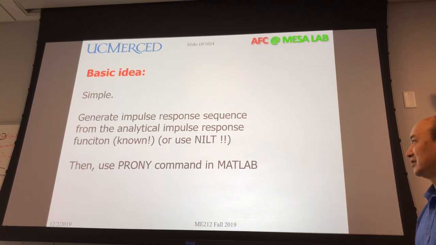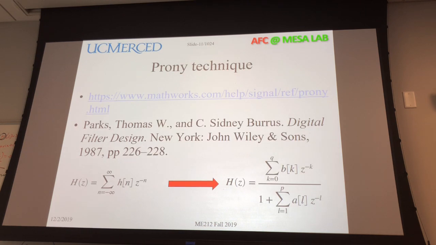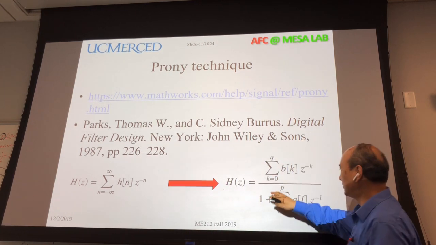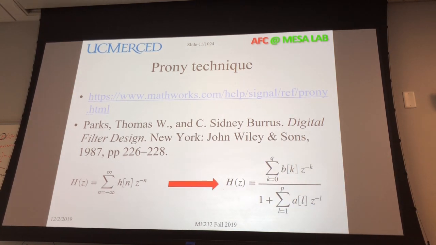However, using my method here, you generate the impulse response using a numeric inverse Laplace transform. So then you get the impulse response. Then you use the Prony command in MATLAB to get this. This is the Prony technique for digital filters. If you have an impulse response like this, you will be able to get this IIR approximation. So basically, can you see that this is FIR, and this is IIR with finite order? How can you get that? There's a code to do the job.